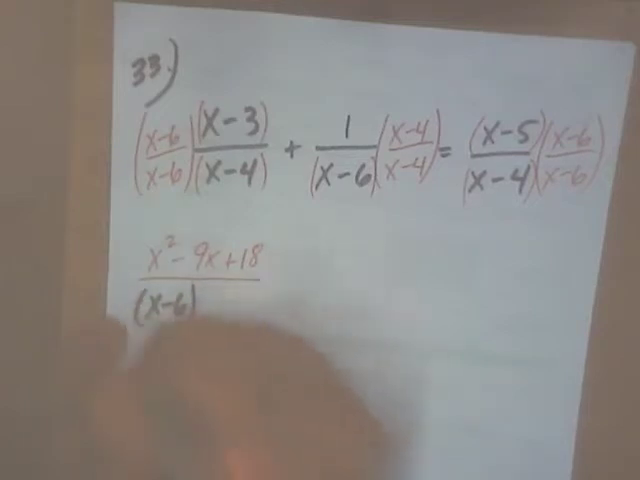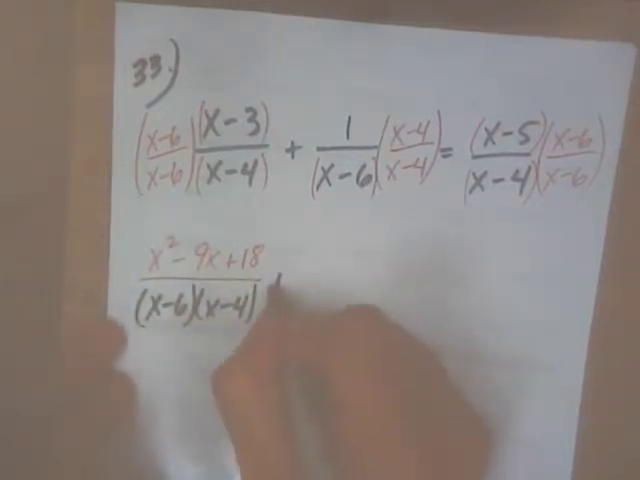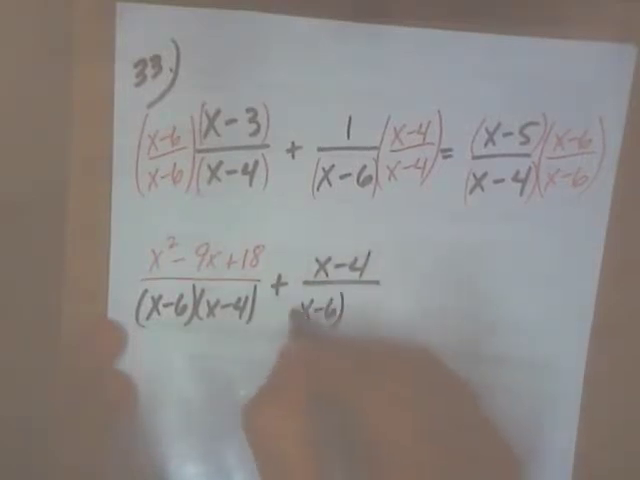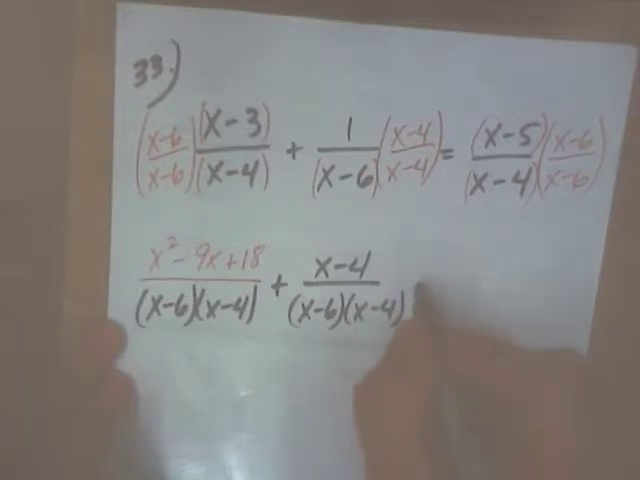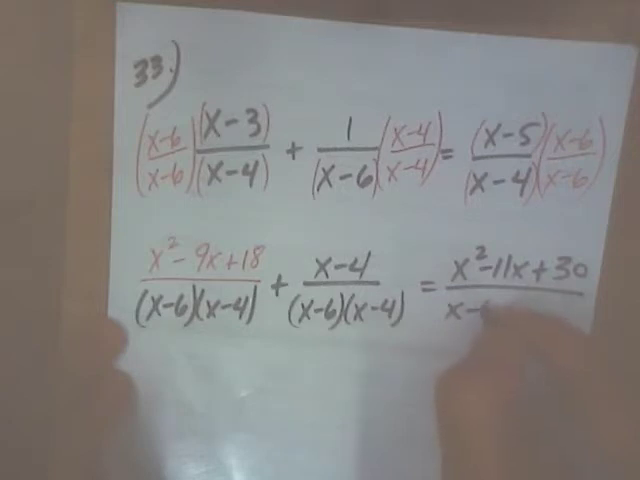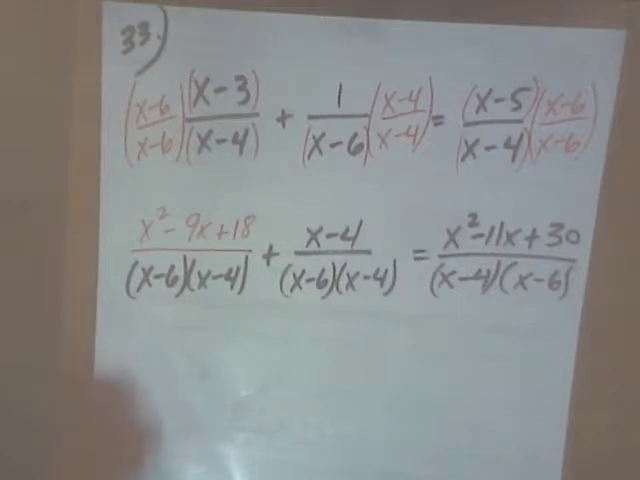x minus 6 and x minus 4 plus x minus 4. We FOIL out up top there, we got x squared minus 11x plus 30 over x minus 4, x minus 6. All right, every denominator is the exact same now, so you can do this. Cross them off. Don't know why we can cross them off. Because they cancel out. It's all the same.